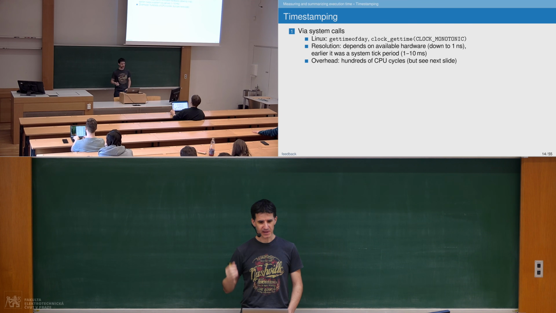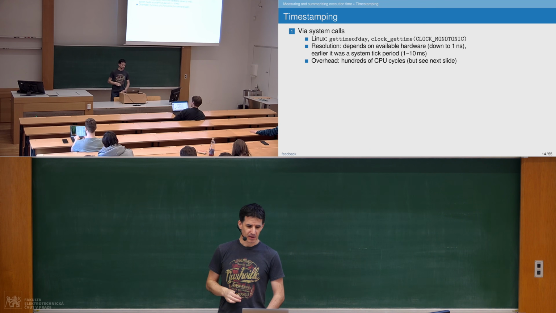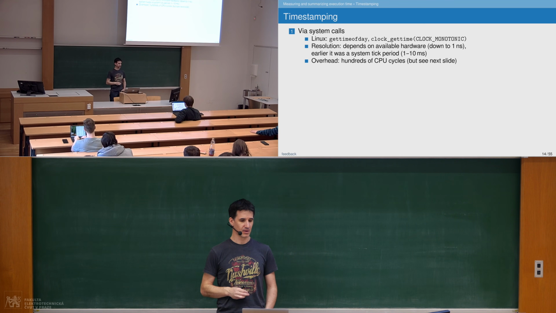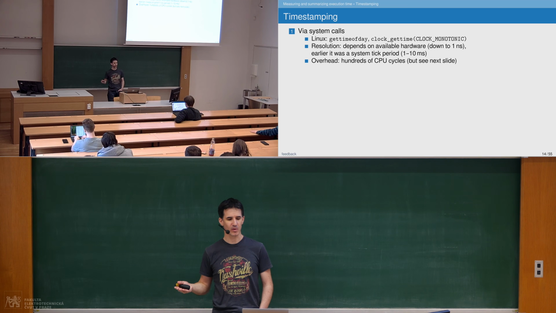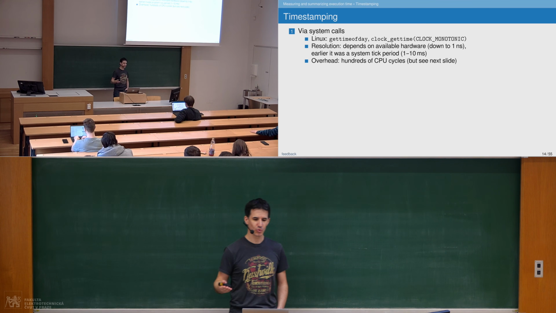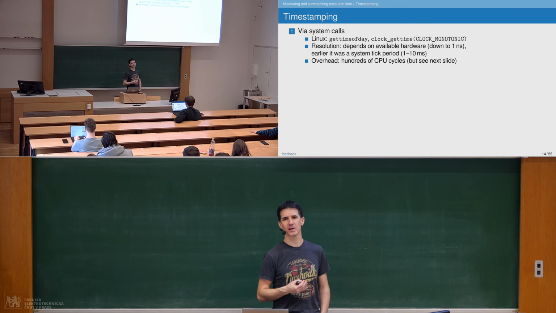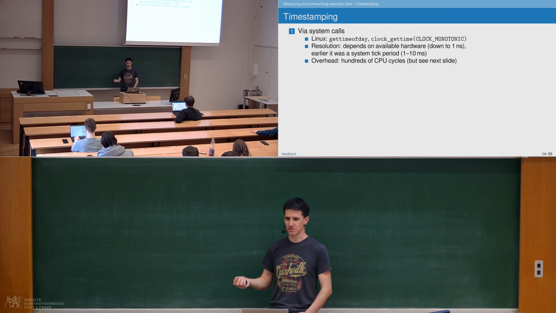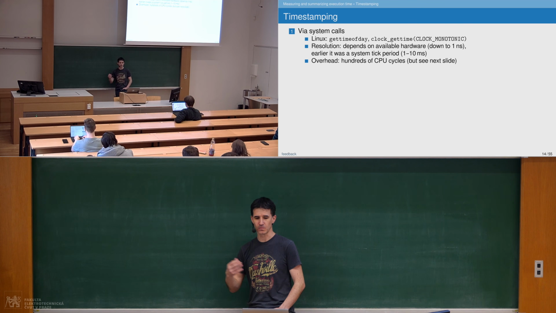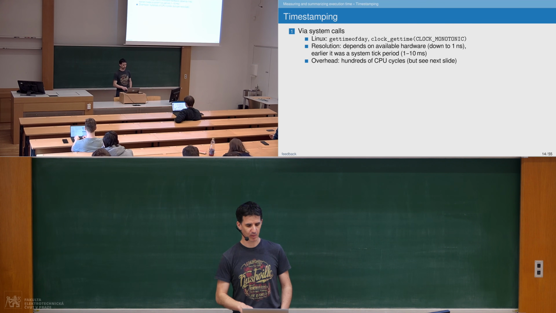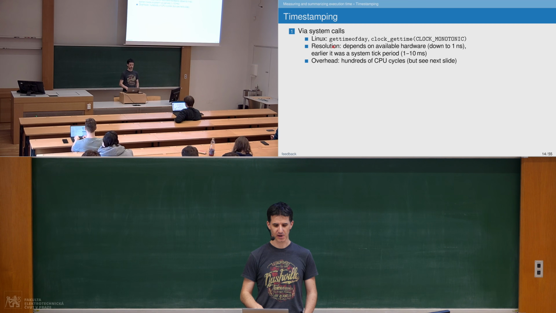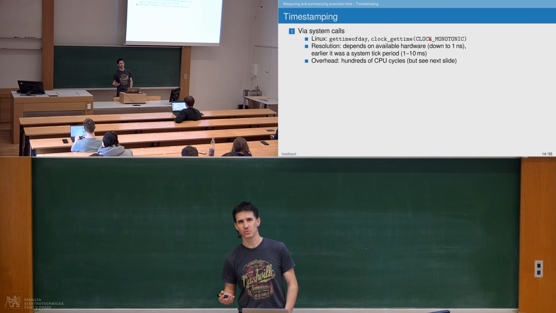So again, speaking about Linux, there are Linux system calls which allow you to call the operating system kernel, and the kernel gives you the answer of what's the current time. You probably know functions which are actually system calls, gettimeofday or clock_gettime, which allow you to do that.